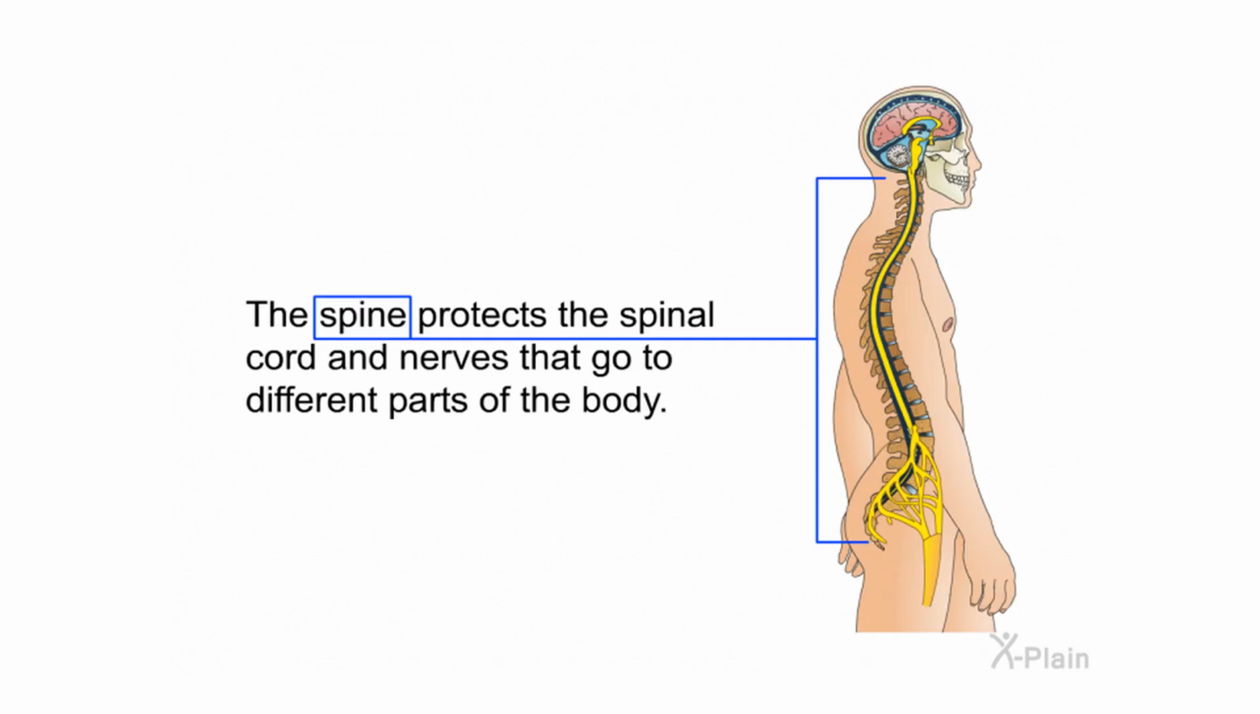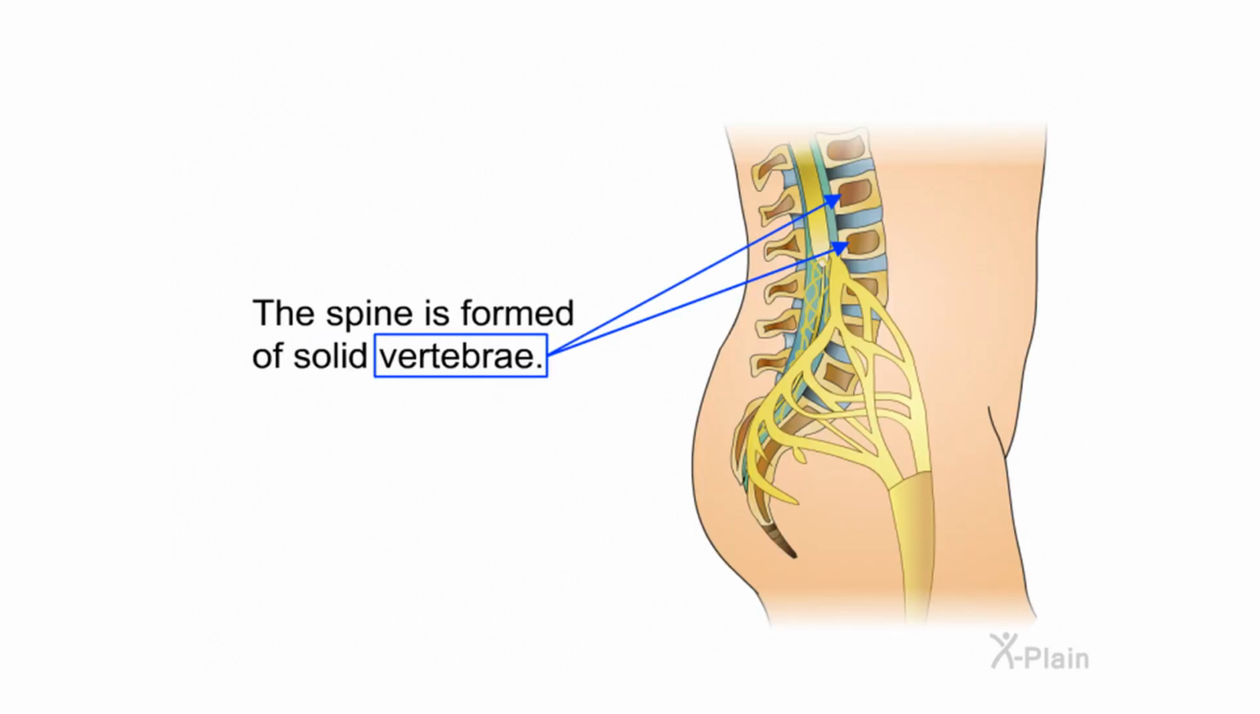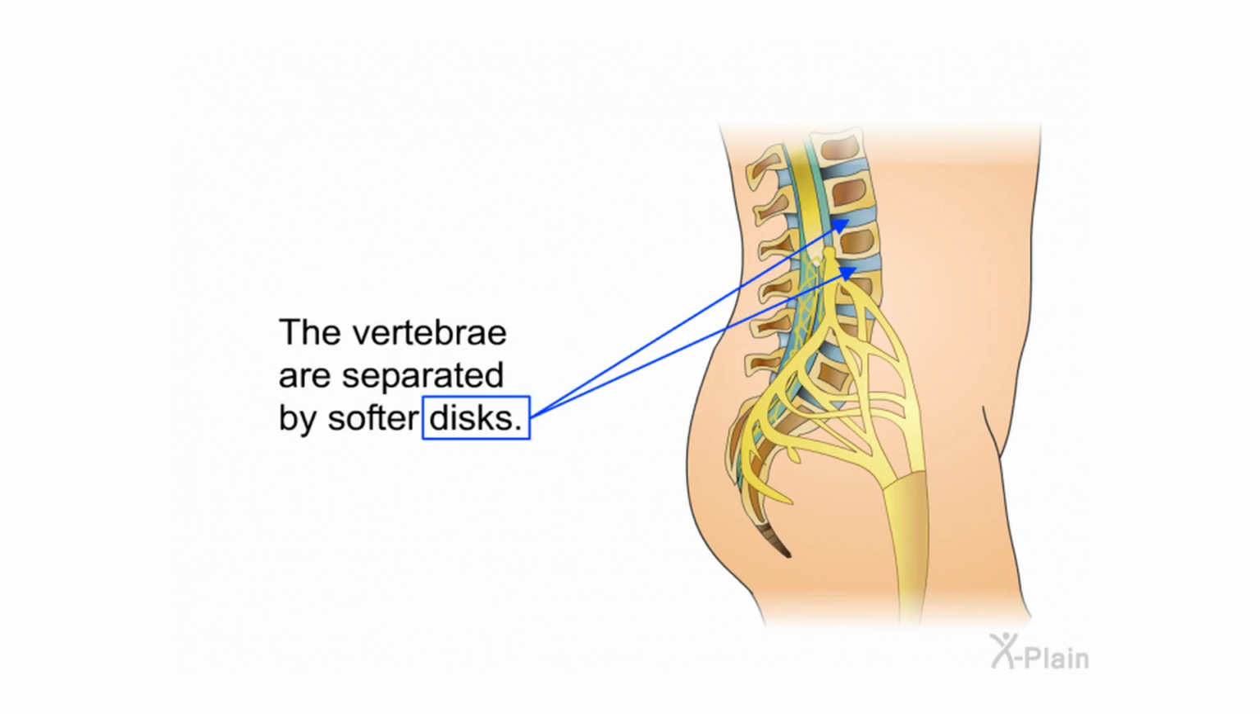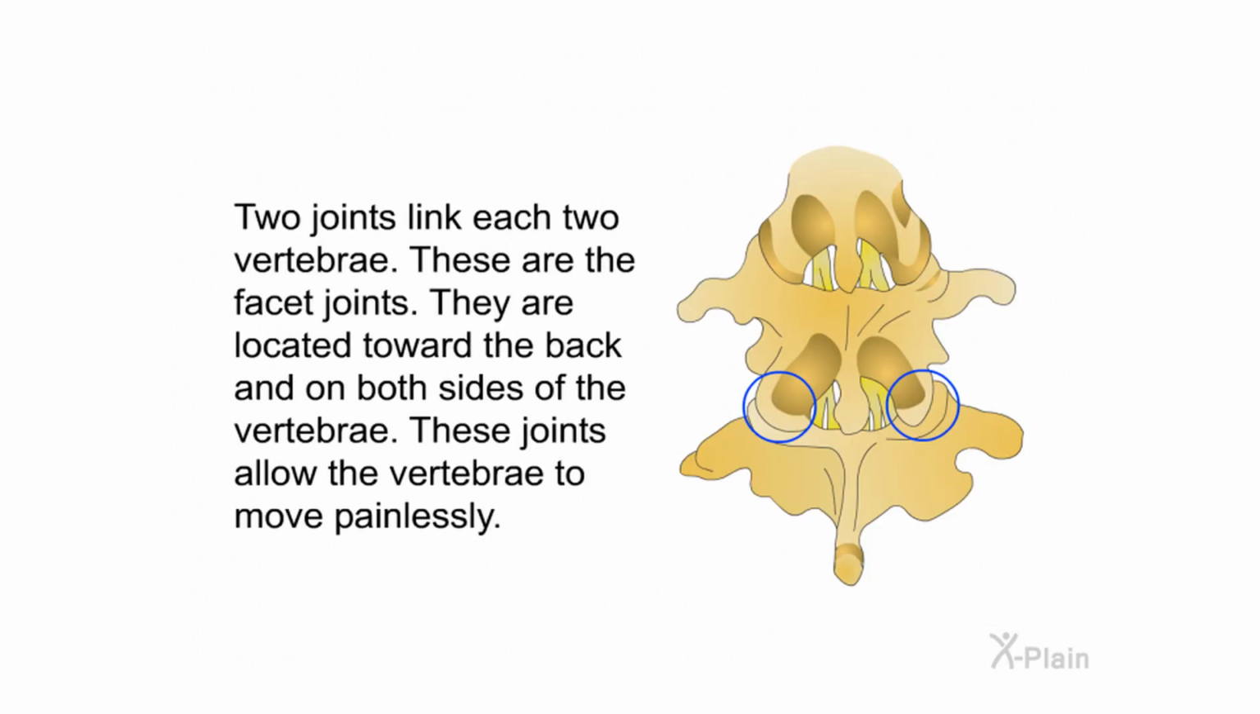Anatomy. The spine protects the spinal cord and nerves that go to different parts of the body. The spine is formed of solid vertebrae. The vertebrae are separated by softer discs. Two joints link each two vertebrae. These are the facet joints. They are located toward the back and on both sides of the vertebrae. These joints allow the vertebrae to move painlessly.